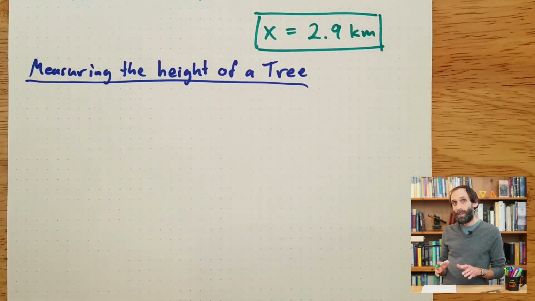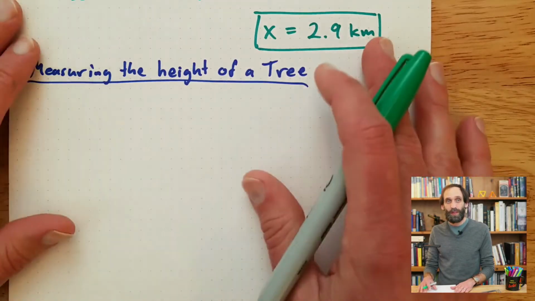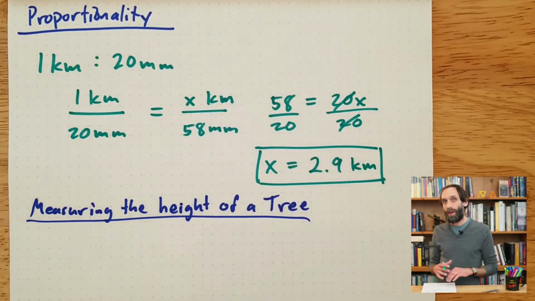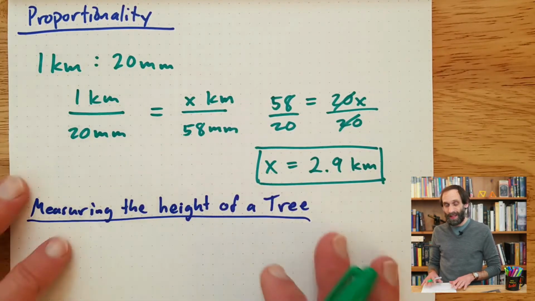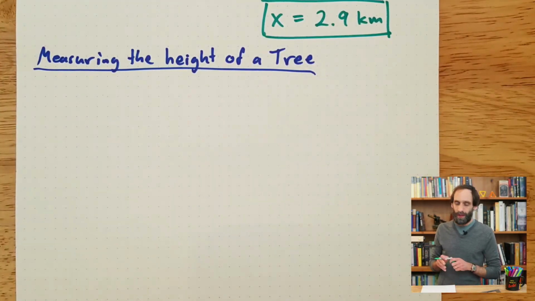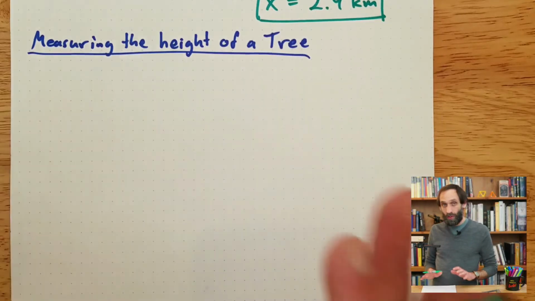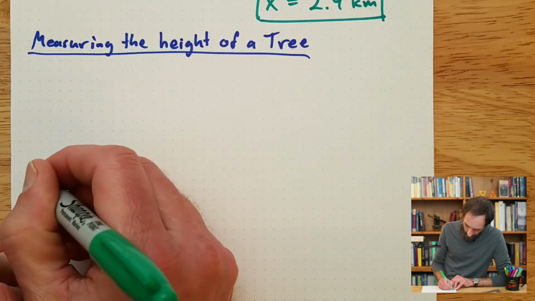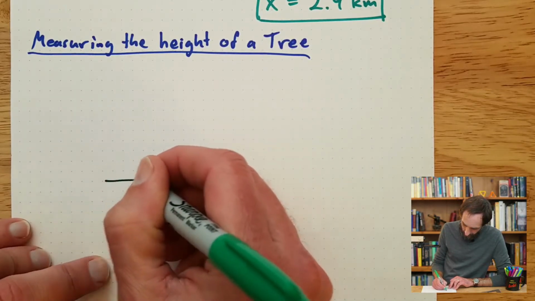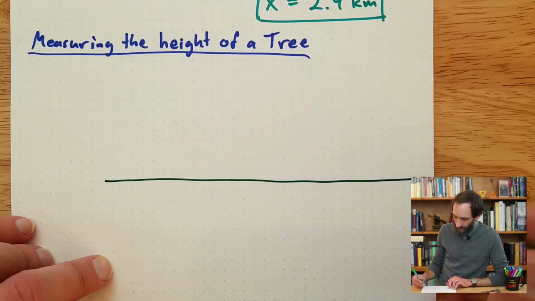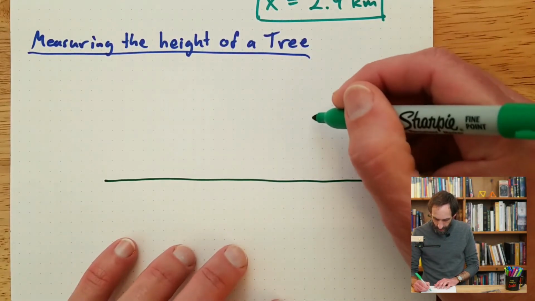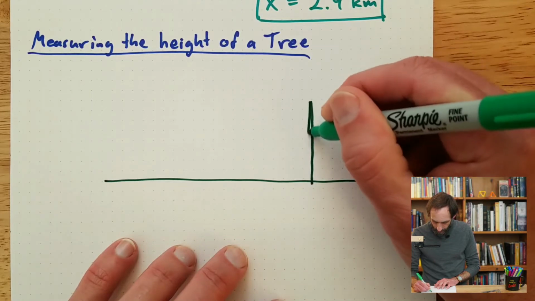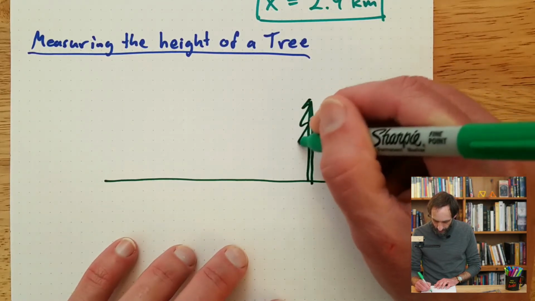Okay, so I promised to show you how we can use this technique, this method of proportionality, to find the height of a tree. So let's set that up and talk through what that looks like. So first I'm going to draw a diagram. We're going to need to have the ground. Put that over here. Okay, and then our tree is going to be growing up from the ground. So here we go. This is my tree.